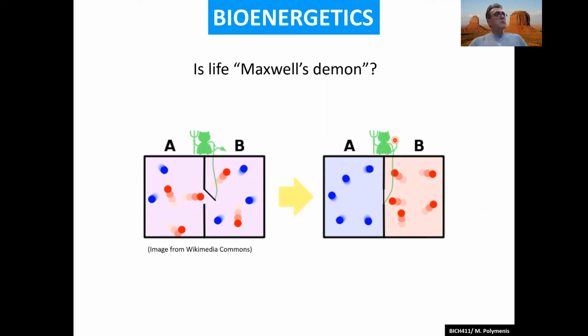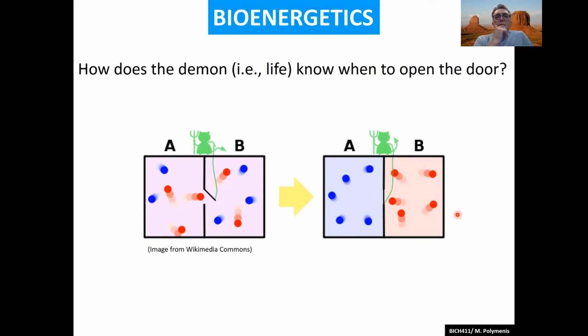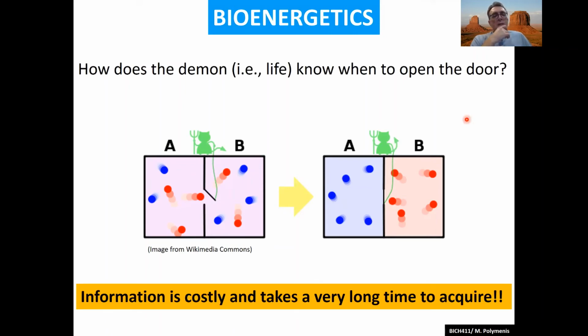So there is a little demon there that somehow moves little doors and keeps pushing things in different concentrations. Well, the demon is very smart here. Somehow it knows when to open the door, right? But how do cells know when to open the door? Well, they don't actually, but that information comes by being alive for billions of years.